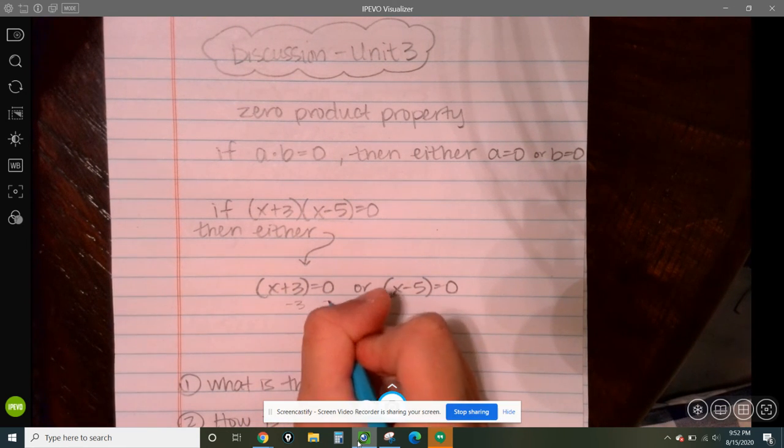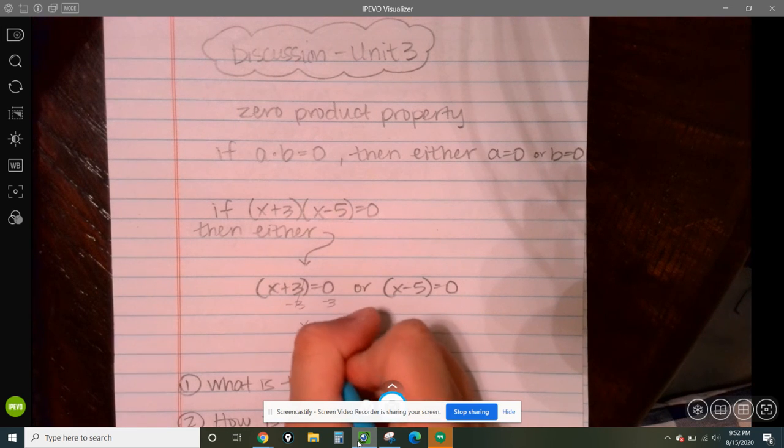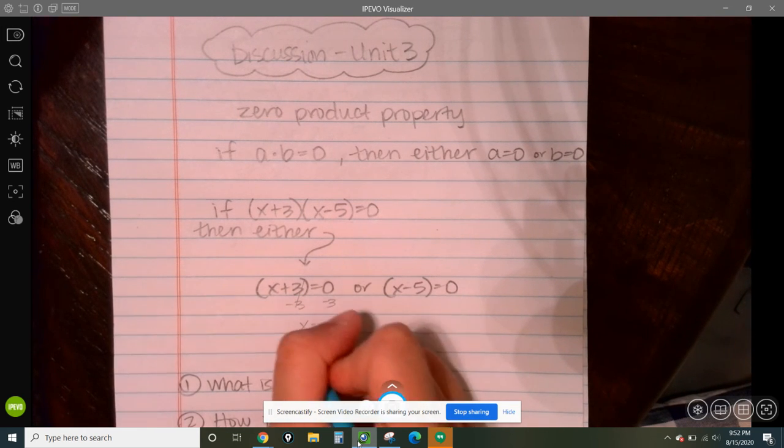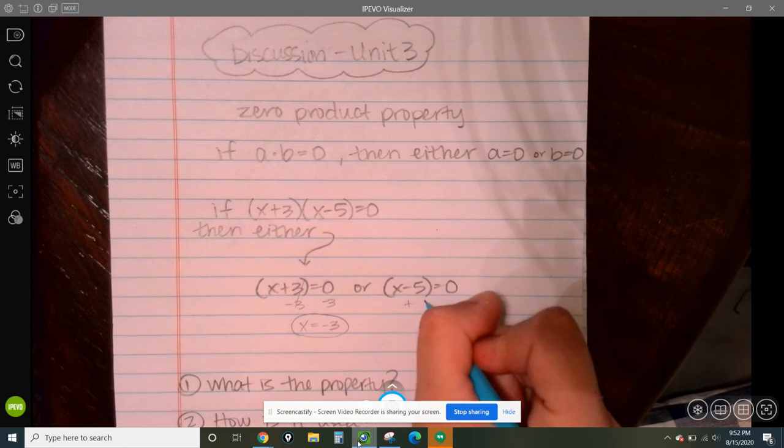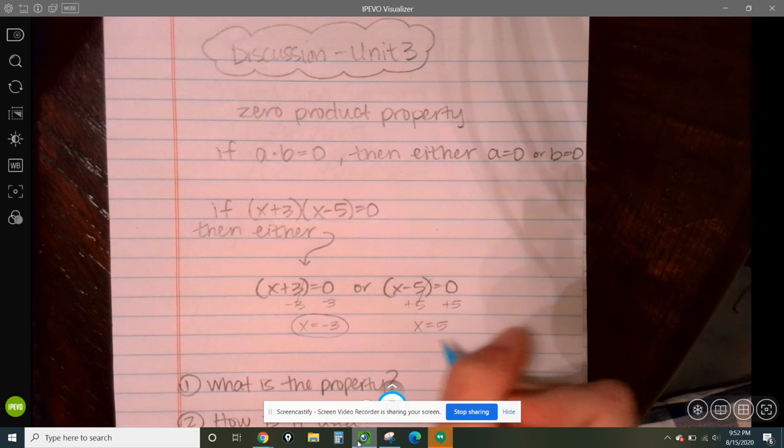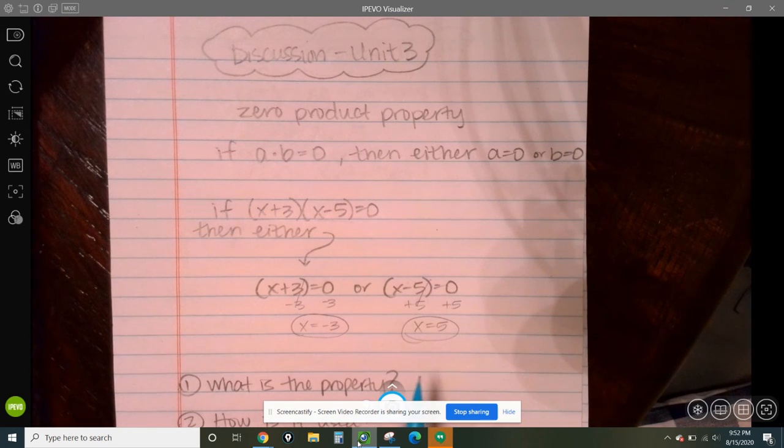So I would subtract 3 from both sides, and I would have x equals negative 3. That's one possible answer. Then I would solve this one. I would add 5 to both sides, and I get x equals 5. So one of those two could be my answer, and that's how they were using it in this unit.